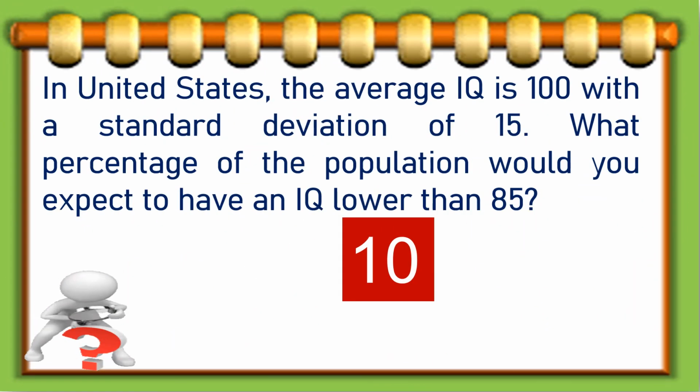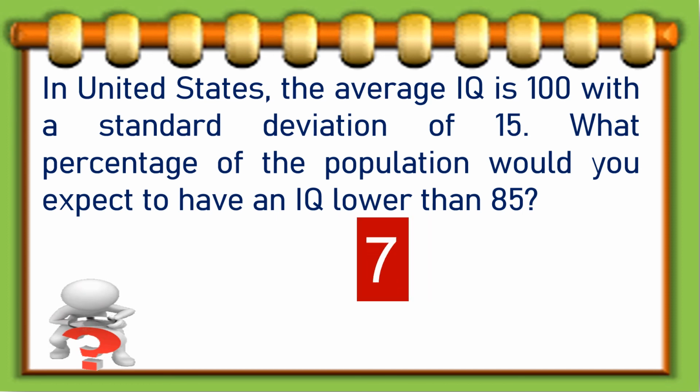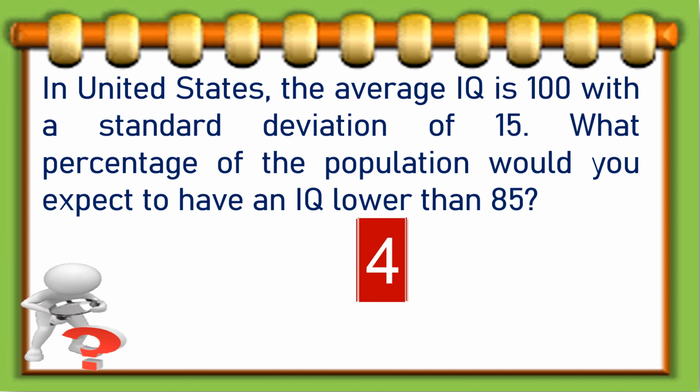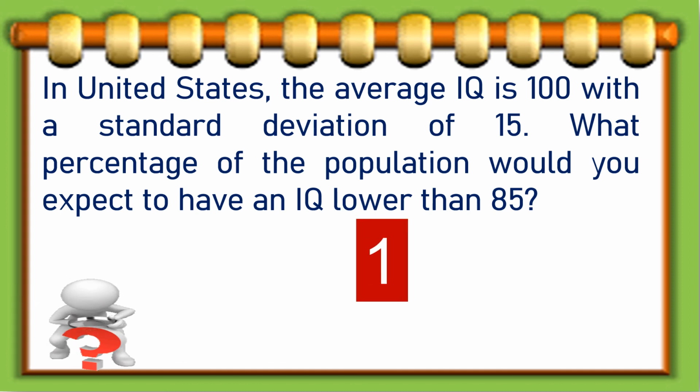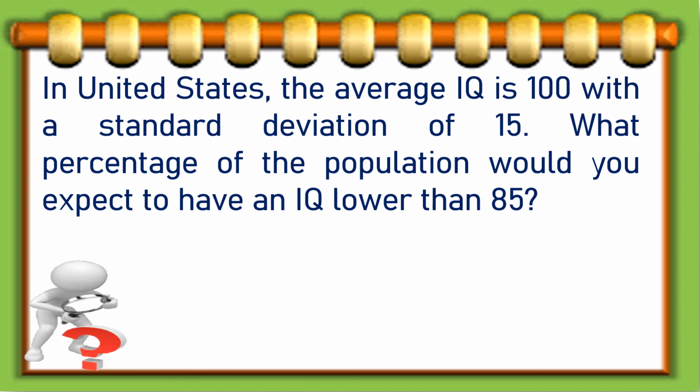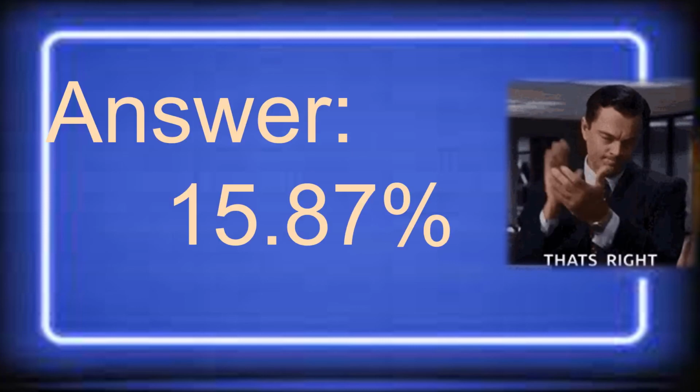Now let us have a short quiz. In United States, the average IQ is 100 with a standard deviation of 15. What percentage of the population would you expect to have an IQ lower than 85? In 10 seconds, answer the question. That's right. The answer is 15.87%.